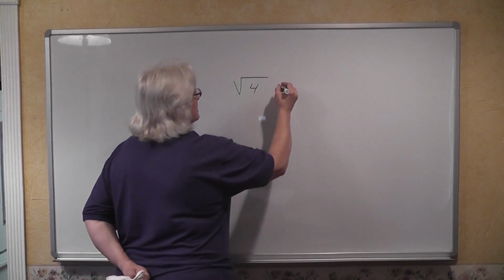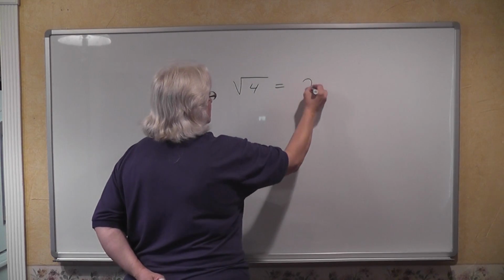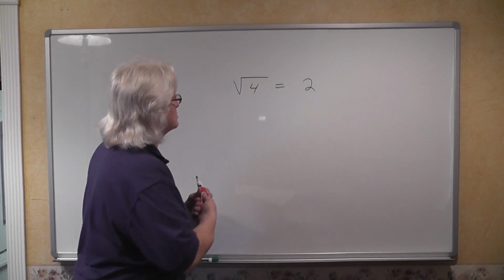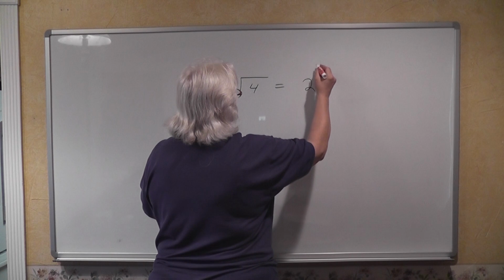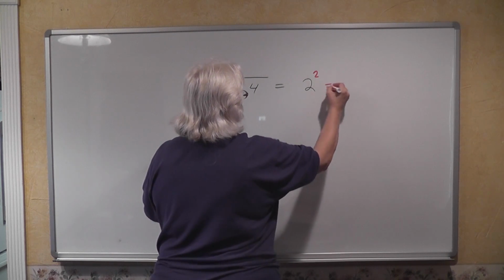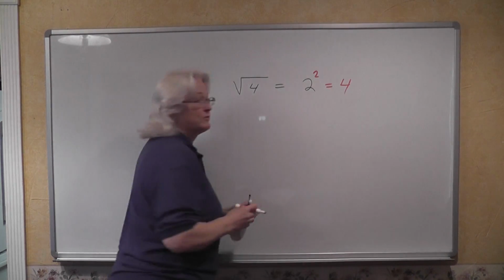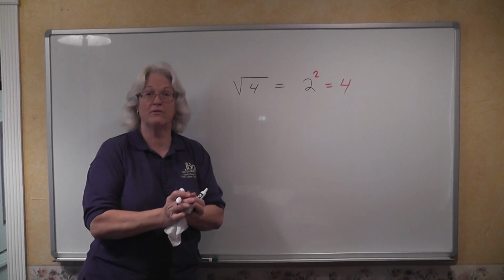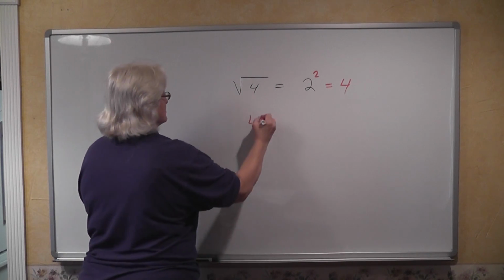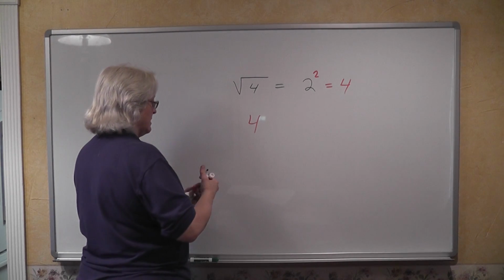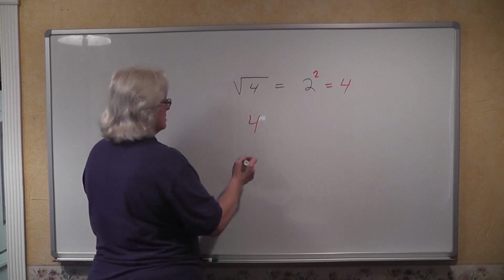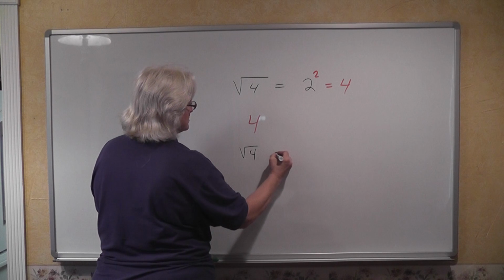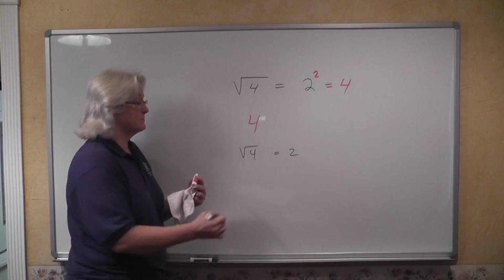Square root of 4 is equal to 2. Let's take this number 2 and square it. 2 squared is equal to 4. These are inverses because we started with 4. First we started with 4. Then we took the square root of 4, which was equal to 2, right?